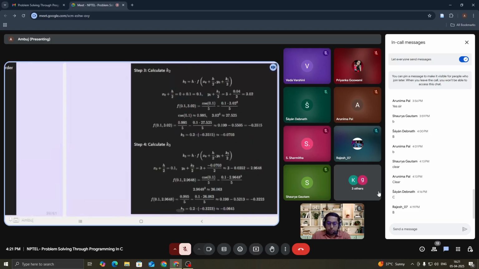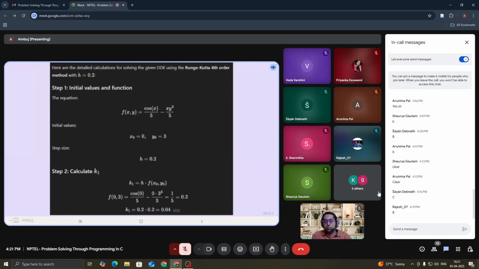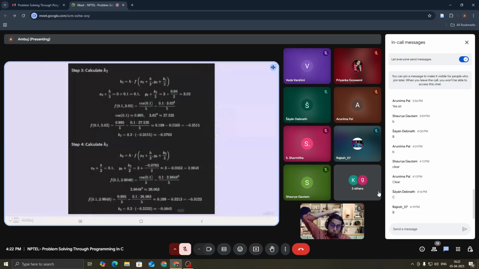See here, the step by step explanation has been provided to you. h is 0.2. First of all, we will calculate k1. k1 is h into f of x naught, y naught. So f of 0, 3 is cos 0 by 5 minus 0 into 3 cube by 5, which is 1 by 5, that is 0.2. So k1 is h into f of x naught, y naught, which is 0.2 into 0.2, 0.04. Okay, k1 is calculated. Then you calculate k2.